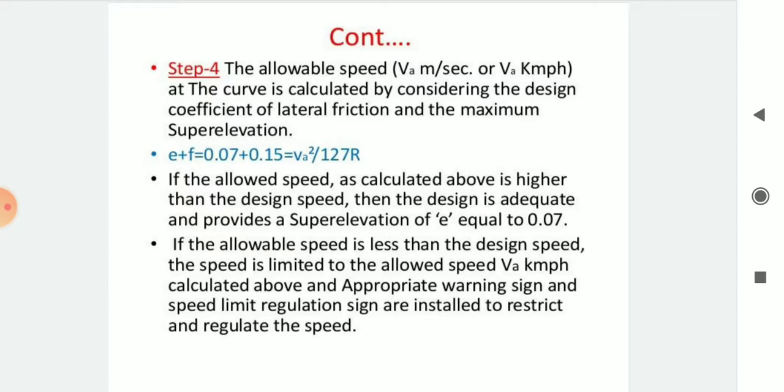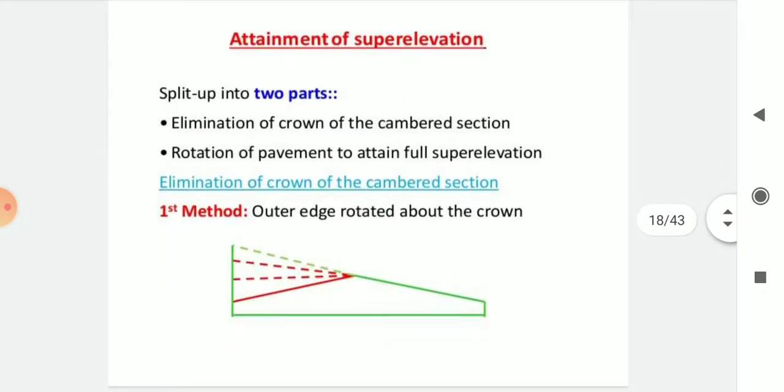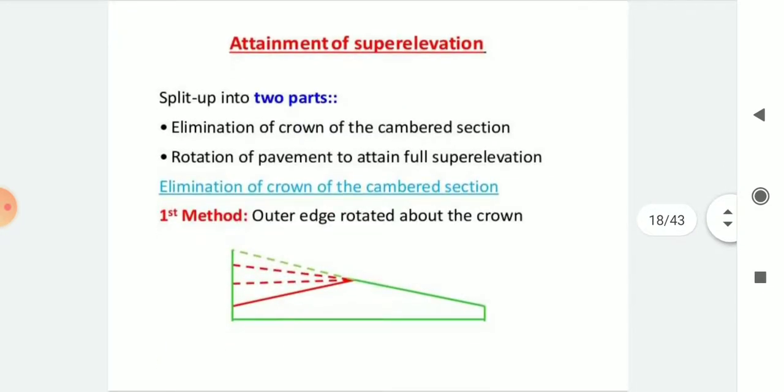If the allowed speed as calculated above is higher than the design speed, then the design is adequate and provides a super elevation of e equal to 0.07, that is 7%. And if the allowable speed is less than the design speed, the speed is limited to the allowable speed Va km per hour calculated above, and appropriate warning sign and speed limit regulation sign are installed to restrict and regulate the speed. What is the attainment of super elevation?